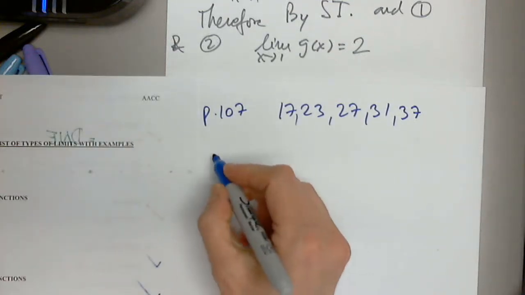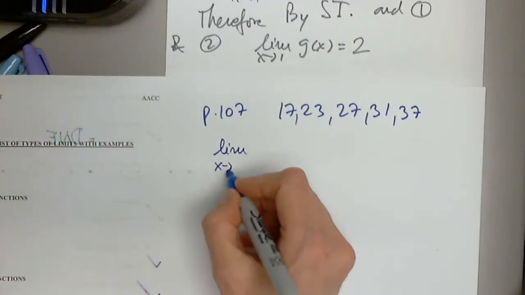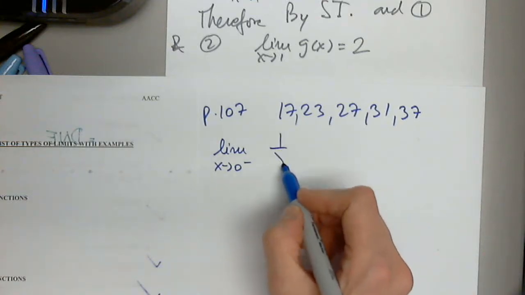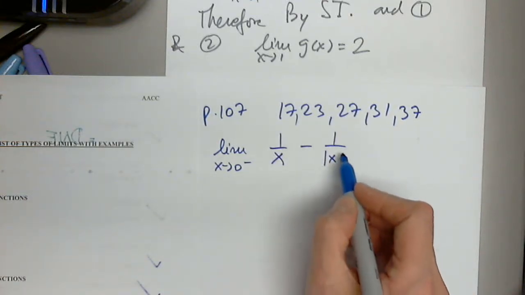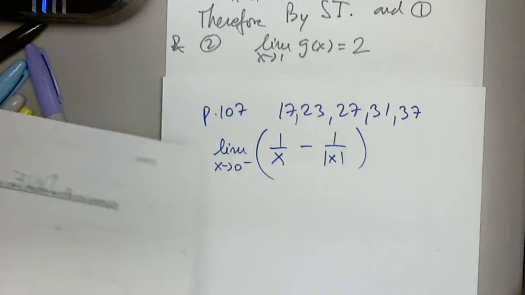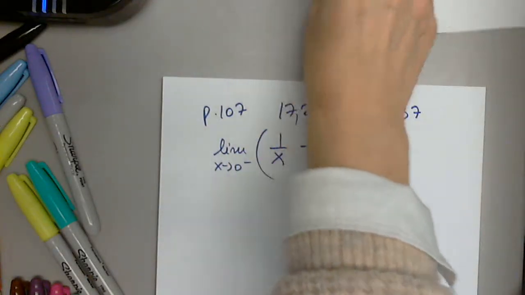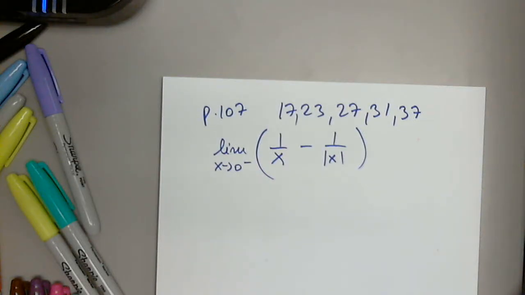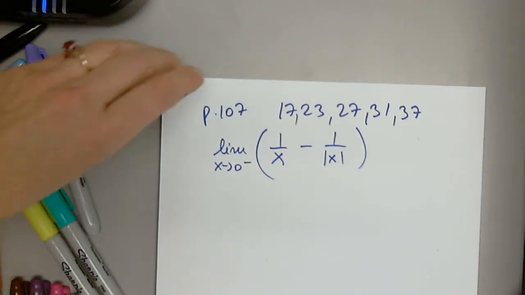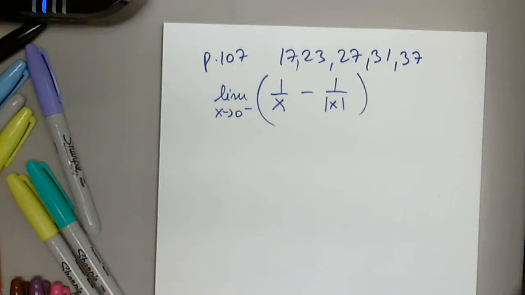Okay, so the limit as x approaches 0 from the left of 1 over x minus 1 over the absolute value of x. This is not a trivial limit. This is not an easy situation at all. It has several steps, and we will find other examples and work on them next time. But let's start with this one.